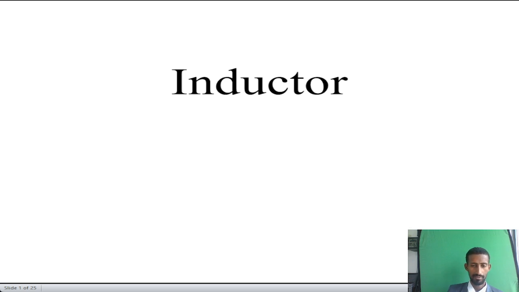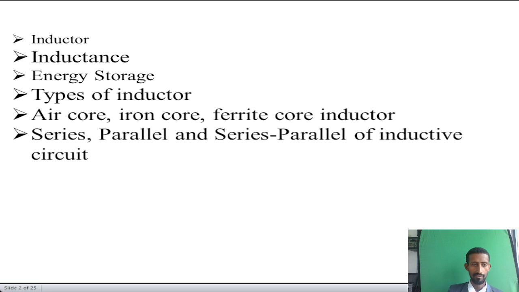In today's class, we will start with inductors. What do you know about inductors? In this session, we will see how an inductor stores energy, inductance, types of inductors, and how we can connect inductors.